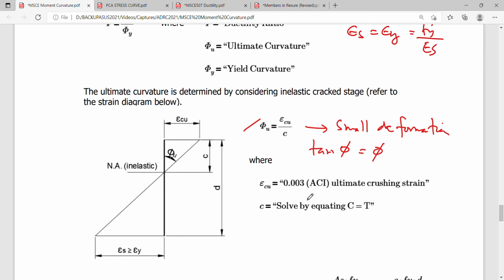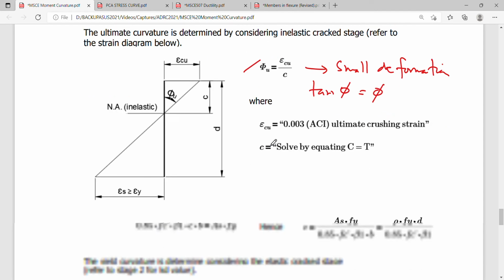Where epsilon c is simply the ACI ultimate crushing strain. If you're using a different code, you use whatever value is given that code. And then you solve for C on the basis of this strain distribution rather. Okay? Simply equate C equals T, you can solve for C. You divide 0.003 to C, you get your ultimate curvature.